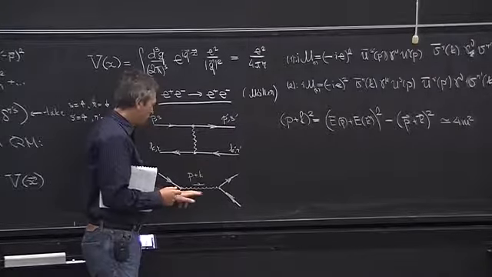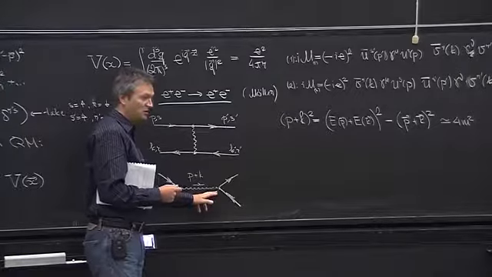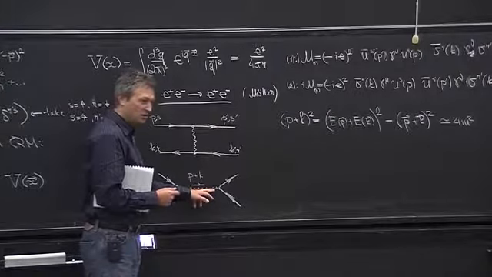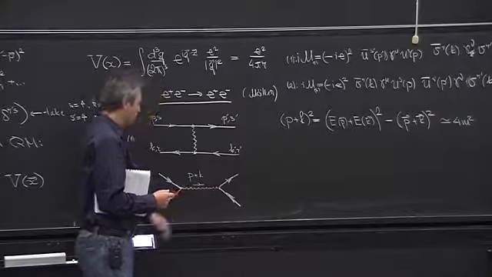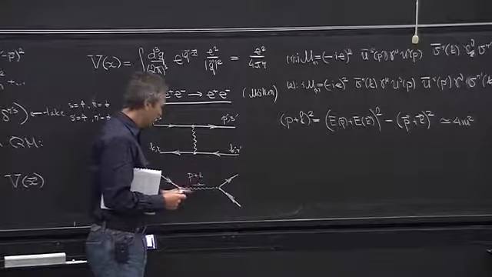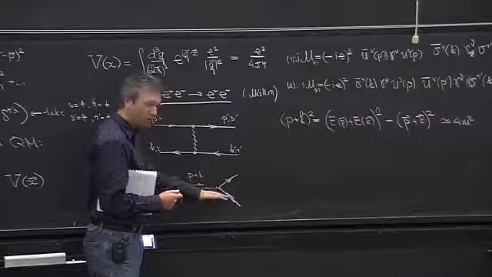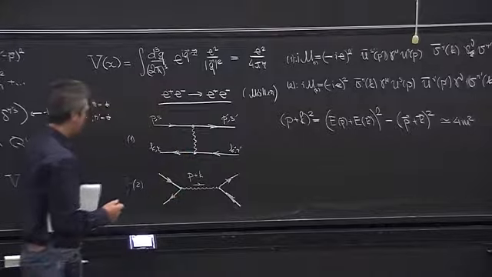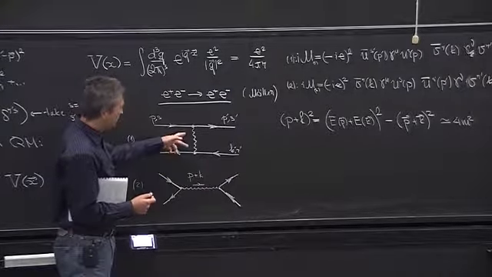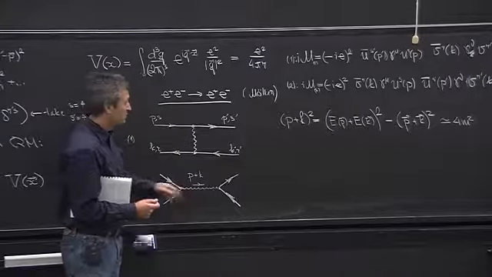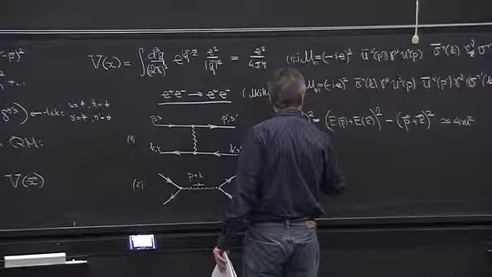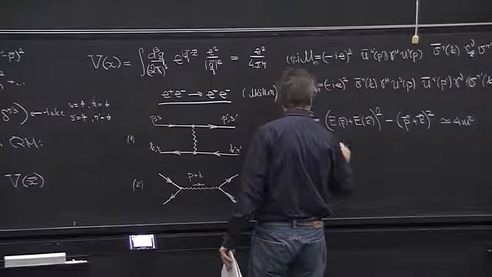Now the momentum flowing through this line is the center of mass energy of the electrons. So the four-momentum here has a very big time-like component. Here what we get is the flow of energy, and here we have the flow of momentum. And in the non-relativistic limit, momentum is much smaller than energy. So this diagram is very much enhanced compared to that. So we conclude that M1 is much bigger than M2.